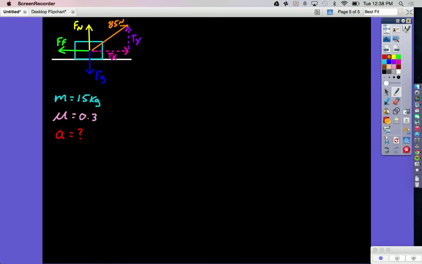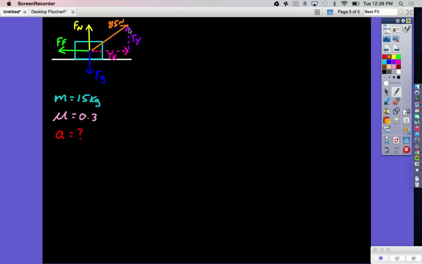Problem: there's a box being pulled by an 85 Newton force, and we have to figure out what the acceleration of this box is. We know the coefficient of friction between the block and the ground is 0.3. We know the mass is 15 kilograms. All the forces acting on this object are drawn. Force of gravity is down, friction's left, normal's up, and we already talked about tension.